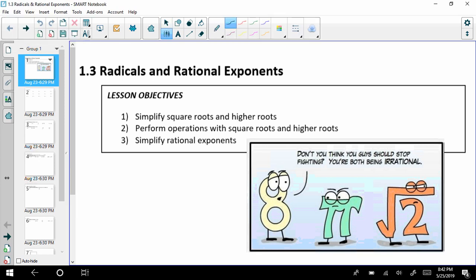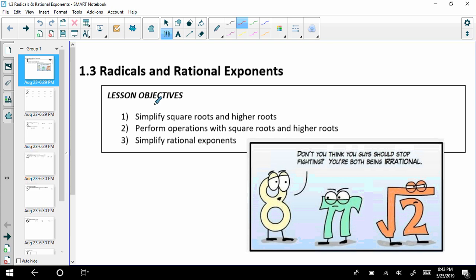Alrighty, on to section 1.3. In this section we're still going to be dealing with exponents, but more specifically, we're going to be dealing with rational exponents. If you think back to the first section, we said rational numbers could be written as fractions, or if they were decimals, they stopped or they went on forever.